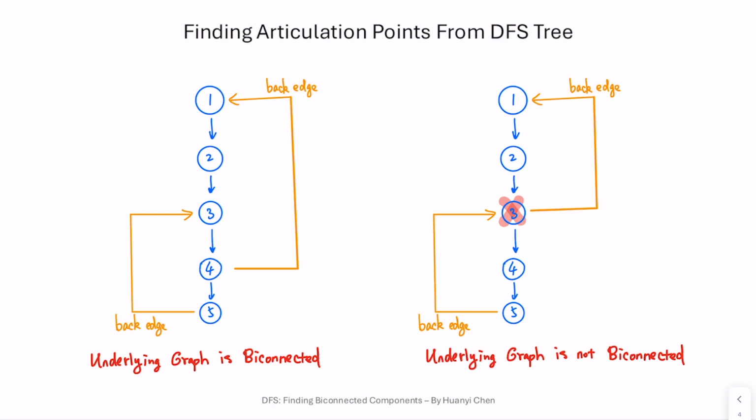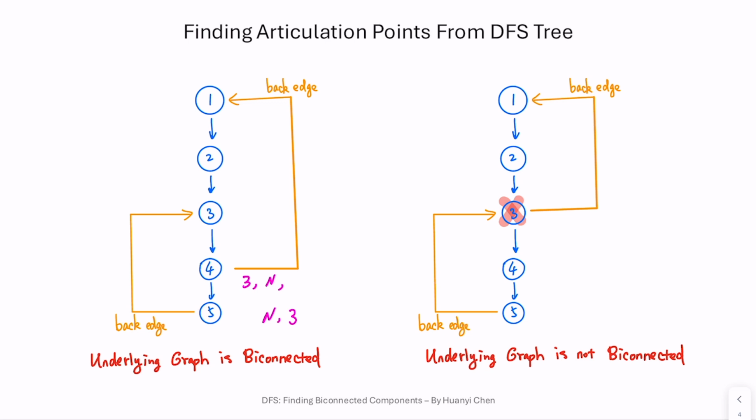For example, in the left DFS tree, since node 5 is the latest node that is discovered, it is automatically not an articulation point. And we will find that it can reach an earlier node, which is node 3. This finding will be propagated to node 4. Since node 3 is discovered earlier than node 4, node 4 is not an articulation point.